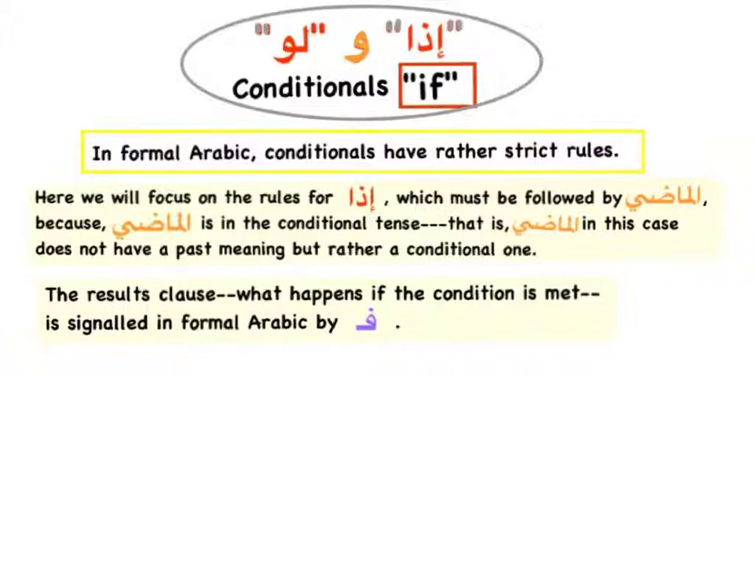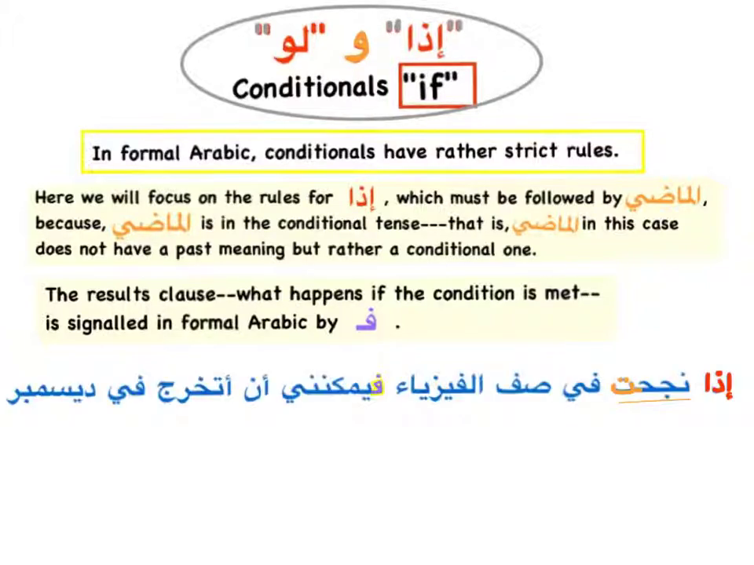Okay? And the result clause, or we say جملة الشرط in Arabic, what happens if the conditional is met, is signaled in formal Arabic by fa. So you have a sentence with إذا and something in the past tense, and then fa. And we have an example. إذا نجحت في صف الفيزياء فيمكنني أن أتخرج في ديسمبر. So if I pass in physics, I can graduate in December.